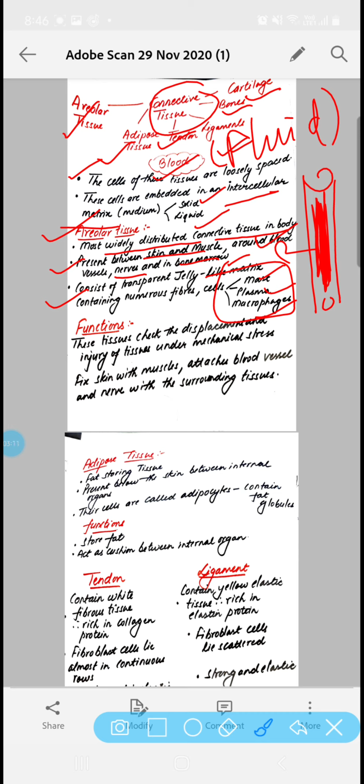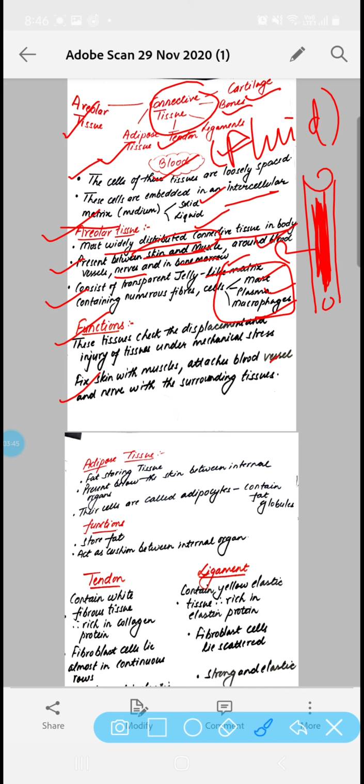Now if we talk about the function of the areolar tissue, this tissue checks the displacement and injury of the tissue under mechanical stress. Sometimes some tissue gets displaced from its position. As this areolar tissue is packing the area, it will avoid that kind of displacement. Second, it fixes the skin with the muscles, as it is present between the skin and muscles.